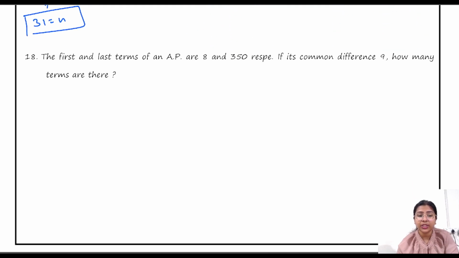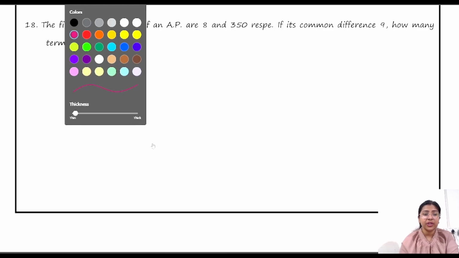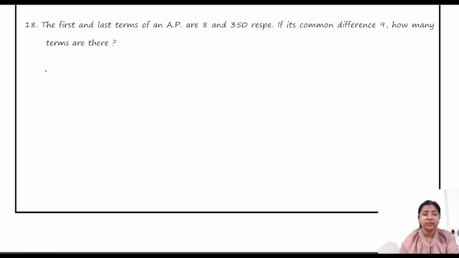Moving to the next question. Yes, try this question. The first and the last term is given. The first term is 8, the last term is 350, and the common difference is 9. These 3 details we have. How many terms are there? So for finding the number of terms, we will find it with the help of the general formula.